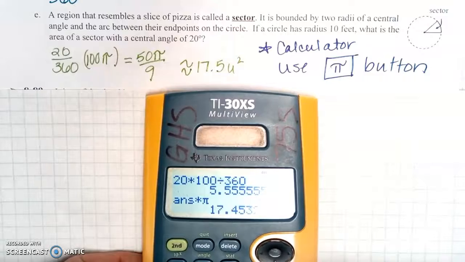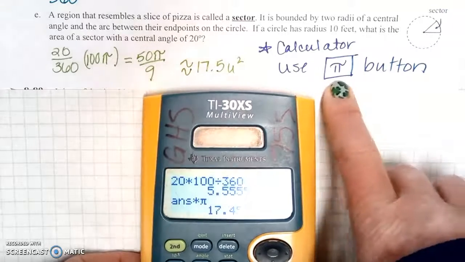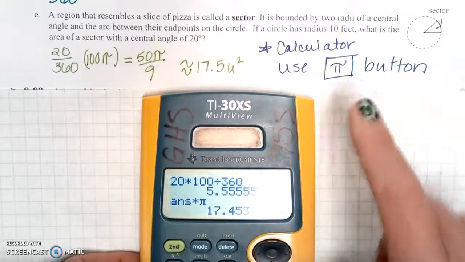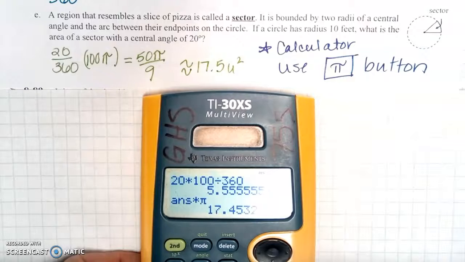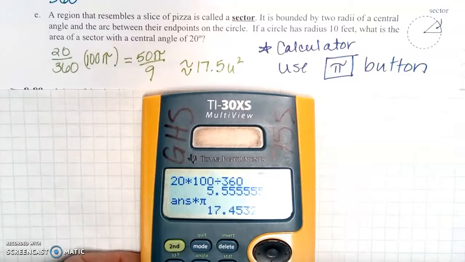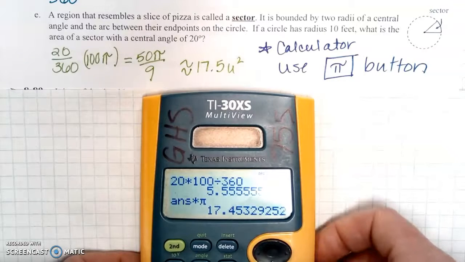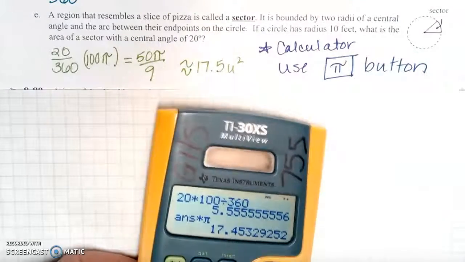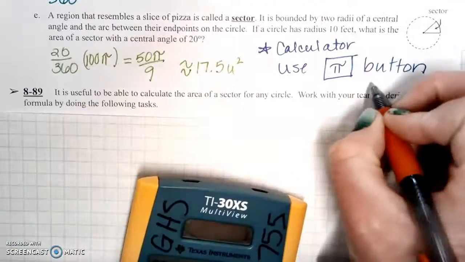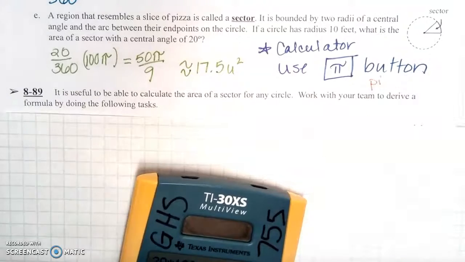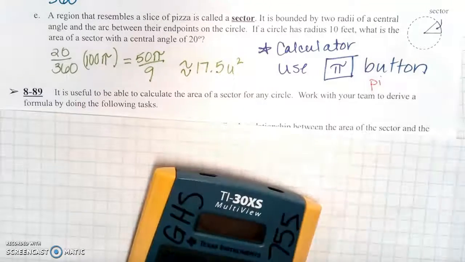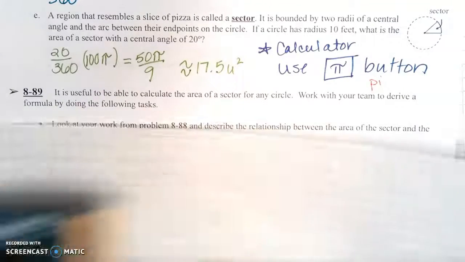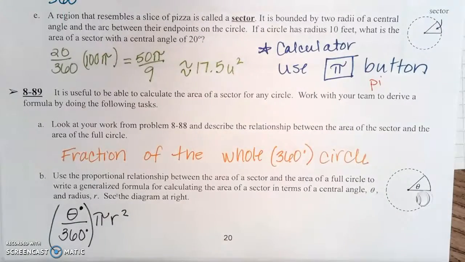If you have your own scientific calculator, make sure you know where the pi button's at. If you don't have your own calculator, you're going to use the Desmos scientific calculator, and there are 2 options. You can either use the pi button there, or you can actually type in the letters PI, and it'll type the pi symbol for you. It's kind of a little shortcut. All right. Any questions on part C? Okay, I think we're done with pizza.